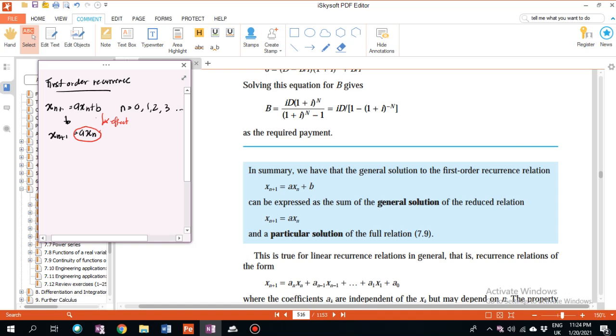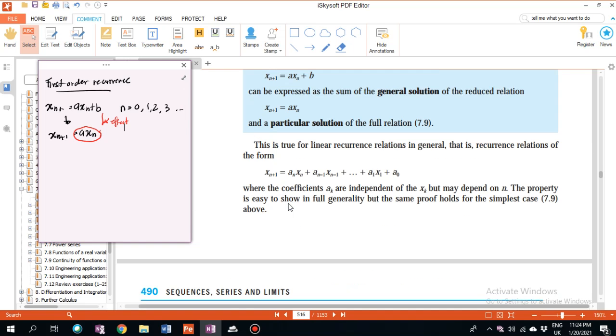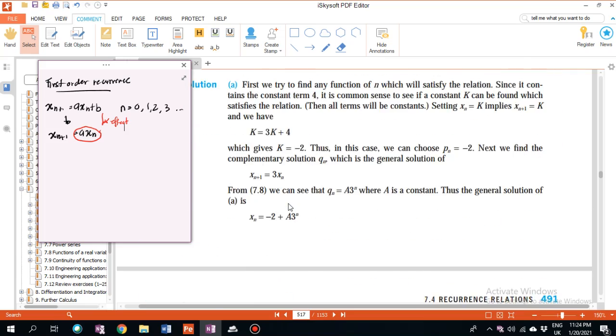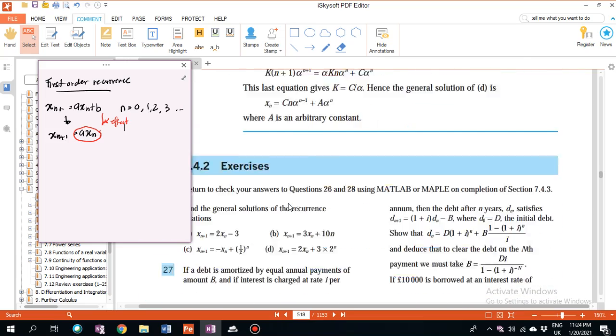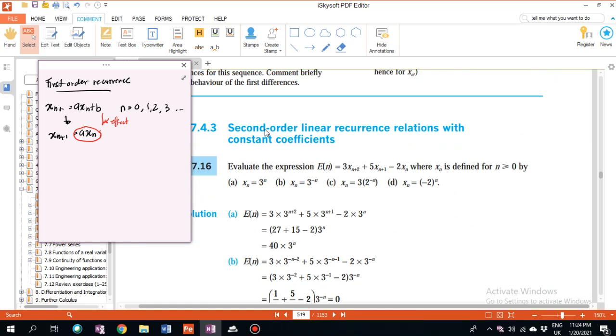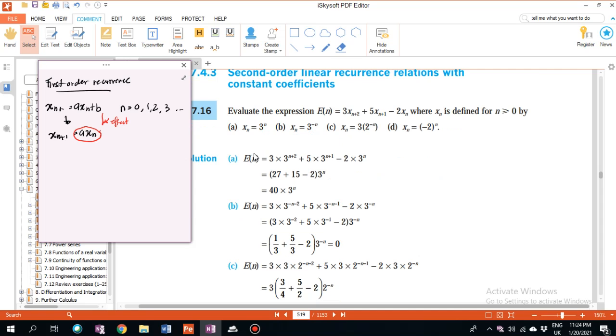Okay, for example, we have another one, which is second order recurrence. Second order linear recurrence with constant coefficients. Here the rest is affected. If you can see here, the first one has a first order recurrence, then the second one is also affected, then the third one is also affected, so we call it a second order recurrence.